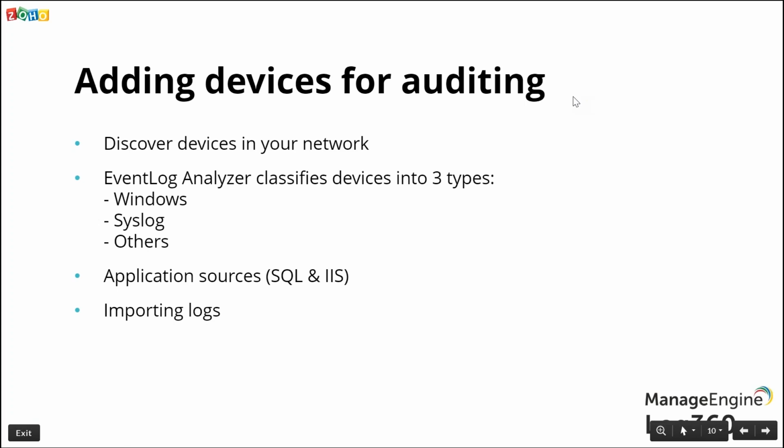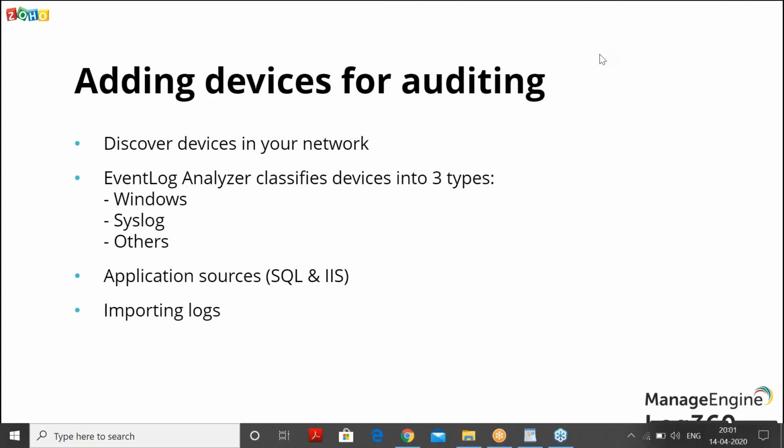Windows logs are quite straightforward. Windows logs are your Windows systems. Syslogs would be your Linux and Unix machines, as well as your network equipment, like your firewalls, routers, switches, IDS, IPS. Others is the small category for things like your IBM AS400 machines, and so on. Then you've got application sources, which could be your SQL, IIS, your database and web server applications. These are extremely crucial.